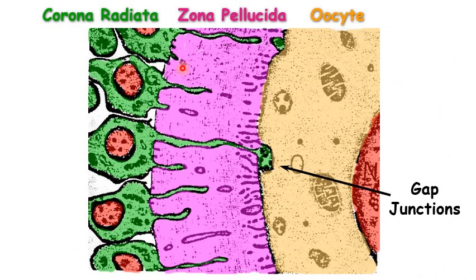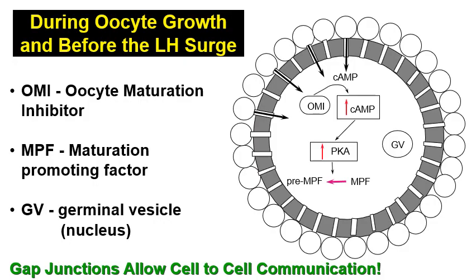This is a closer look of the corona radiata. We have the zona pellucida and the oocyte. So there are gap junctions where the corona radiata cells send signals to the oocyte. So during the oocyte growth and before the LH surge, there are important factors that will lead to the oocyte maturation as well as meiotic arrest.